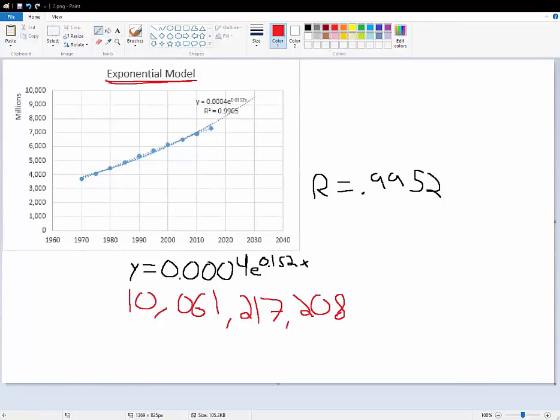Alright, for the exponential model, the equation we get with the graph is 0.0004e to the 0.152x, and our r value is 0.9952. If you plug 2030 into the x value, we get an estimate of roughly 10 billion, which is only 1.5 billion off of the UN's estimate of 8.5 billion.